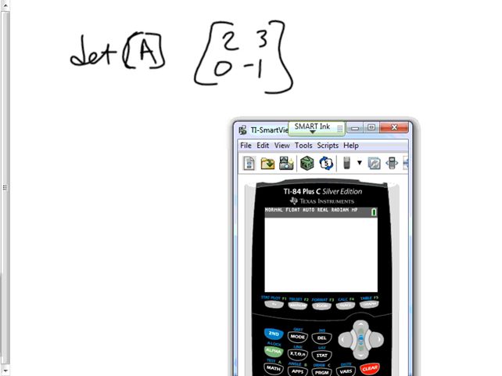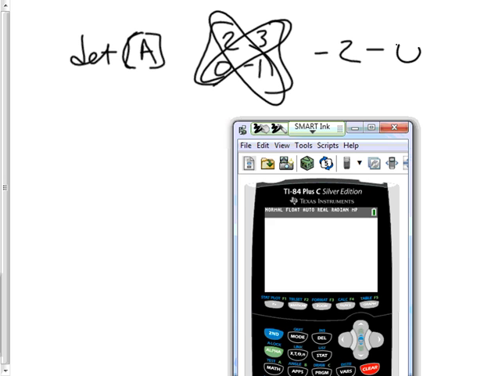All right, do you remember? You go this times this minus that times that. 2 times negative 1 is negative 2, minus 3 times 0 is 0. Now in this case, when we're subtracting it, it really doesn't matter if I added or subtracted because it's a 0. So negative 2 minus 0 is the same as negative 2. Now, is that what your calculator would have said?